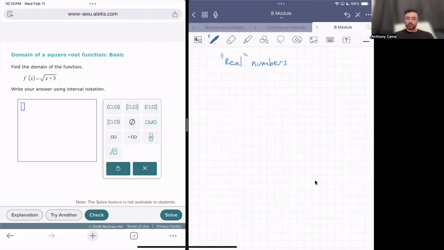But with real numbers, you cannot take the square root of a negative.